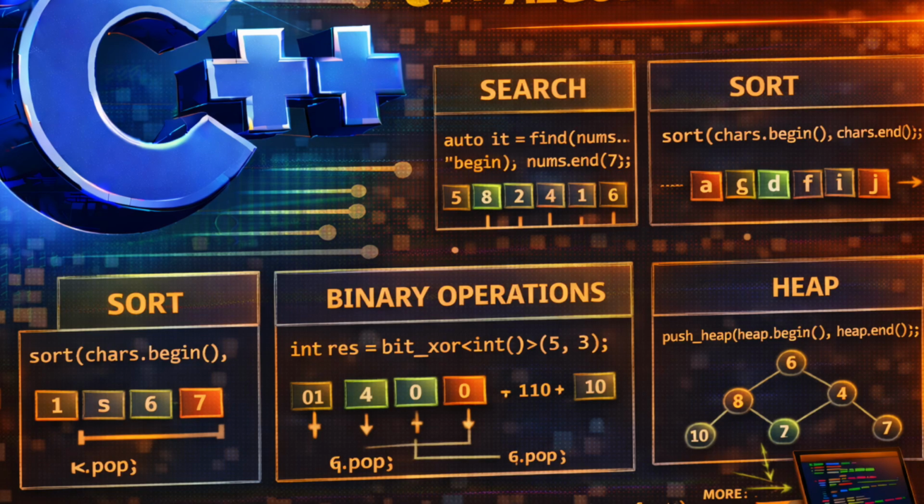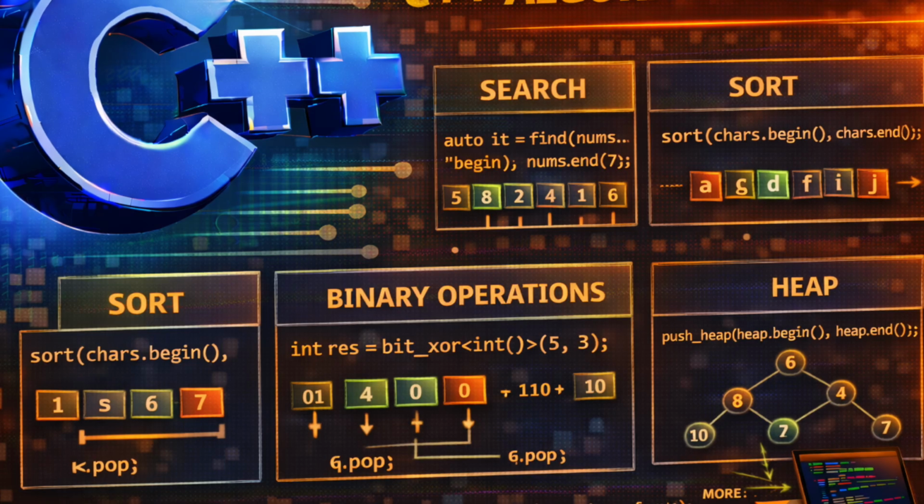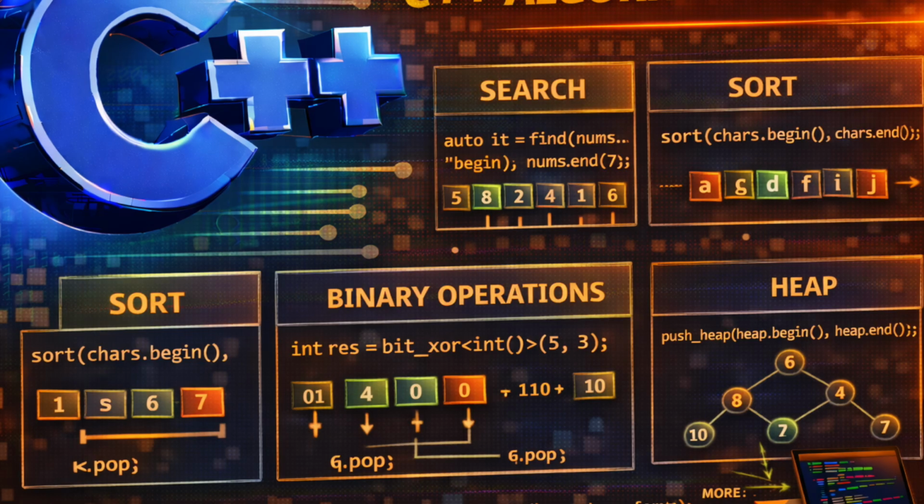For data manipulation, two functions really stand out to me. First, std::transform. I see this as the functional mapping tool of C++. That's a great way to put it. You apply a specific operation to an entire range, and the result goes into another range.